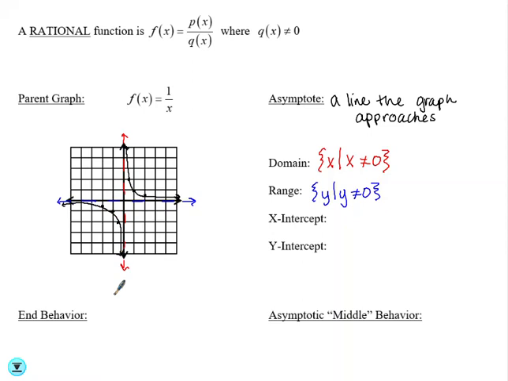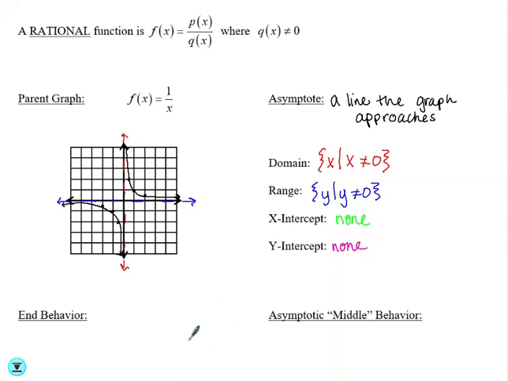As you can see here, we do not have an x-intercept or a y-intercept. One hint that would have told us that is that our vertical and horizontal asymptotes are on the x and y axis. So we have no x-intercept for this function and no y-intercept.